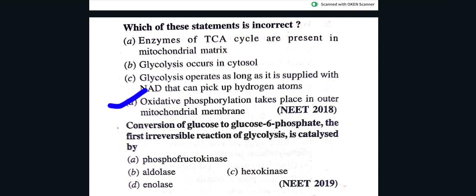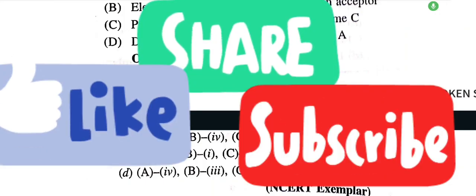Then the last question. Conversion of glucose to glucose 6 phosphate is the first irreversible reaction of glycolysis and is catalyzed by option C, hexokinase. It is the last question. So I hope you really enjoyed all the questions and will benefit from them because it is a complete revision of your respiration chapter.